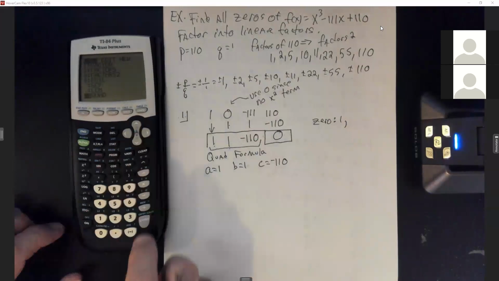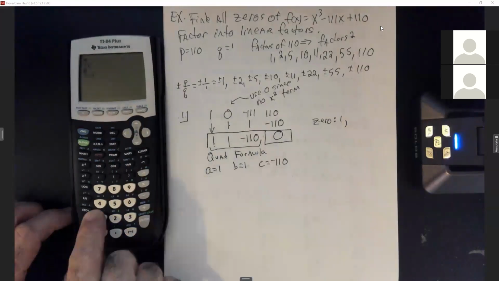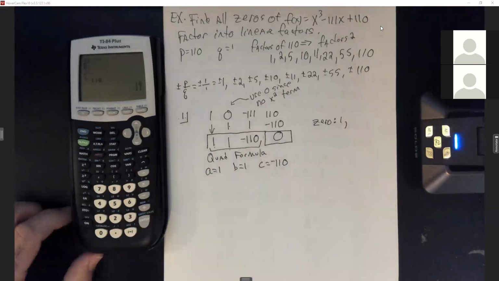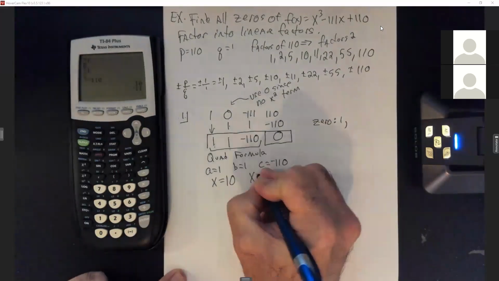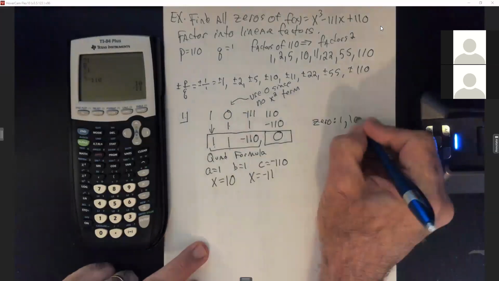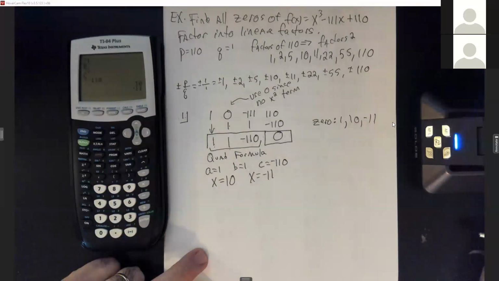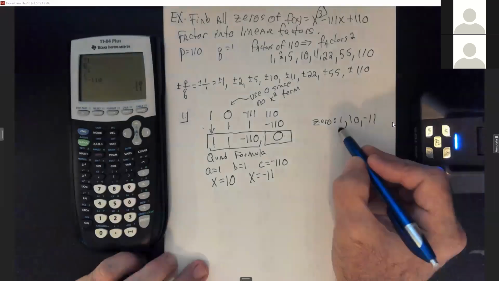And then hit enter, and then enter again. So then we just put in a 1, enter, 1 for the B, enter, and a negative 110 for our C. We hit enter, and my last 2 answers are going to be x equals 10, x equals negative 11. So that's going to be my last zeros, 10 and negative 11. So anytime you start out with an exponent of 3 for your degree, you got to get 3 zeros.